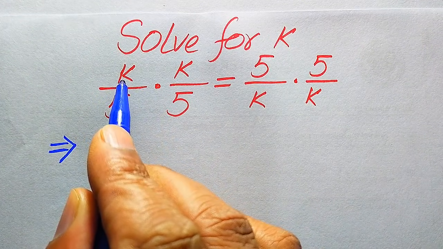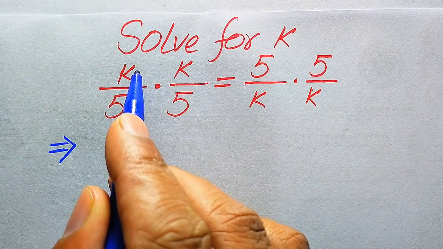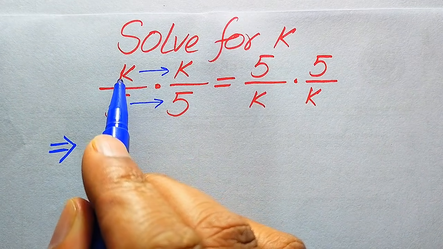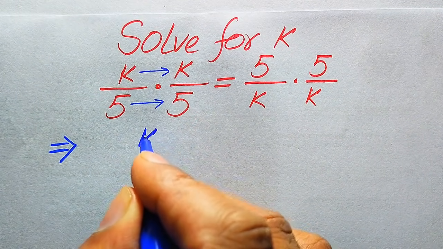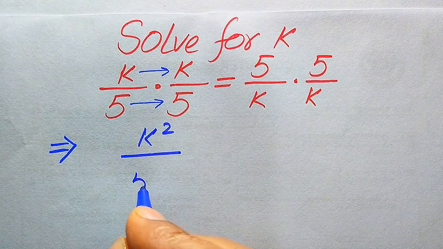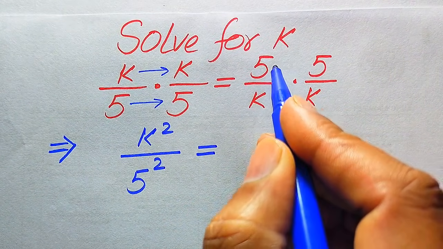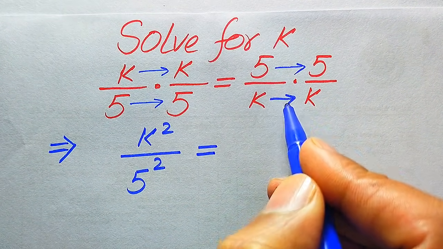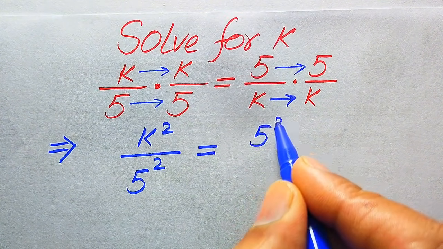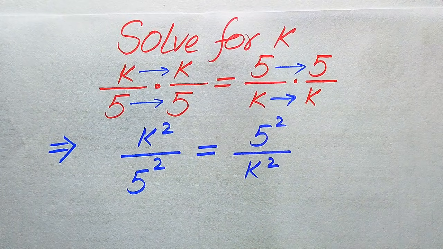So here first you see that these two fractional terms are multiplied by each other. It means that we multiply this k with this k, and we multiply 5 with this 5. And when we multiply k times k, it will be written as k square divided by 5 multiplied by 5, which is written as 5 square. In the same pattern, we multiply this 5 with 5 and this k with k, and it will be written as 5 times 5 becomes 5 square divided by k times k becomes k square.